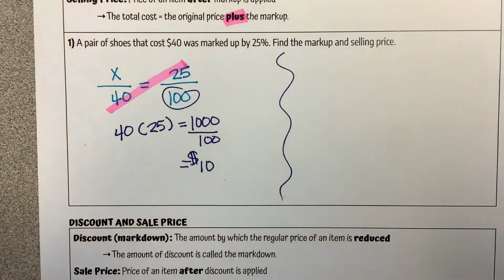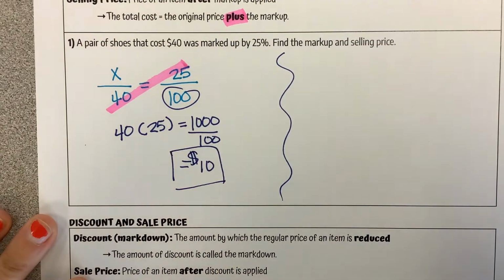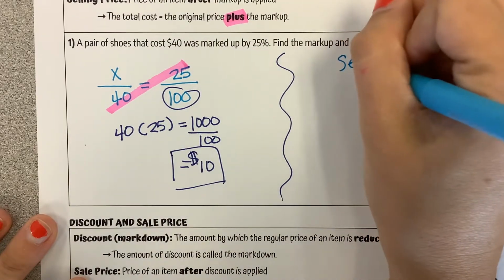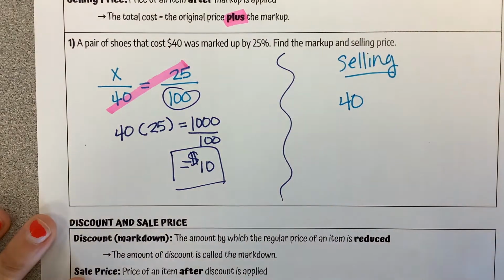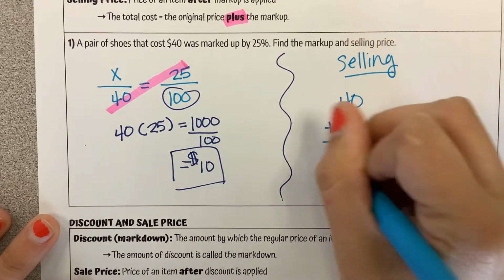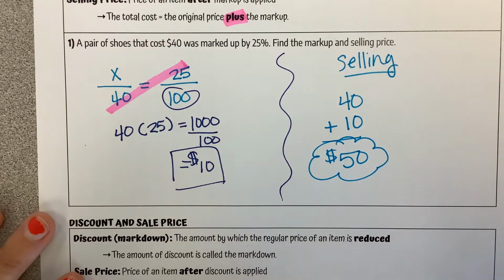Now, for the final, the selling price, so that is the markup, is $10. The selling price is going to be what they had to pay for it, or how much it cost them to make it, plus the markup, which means the store is going to sell it for $50.